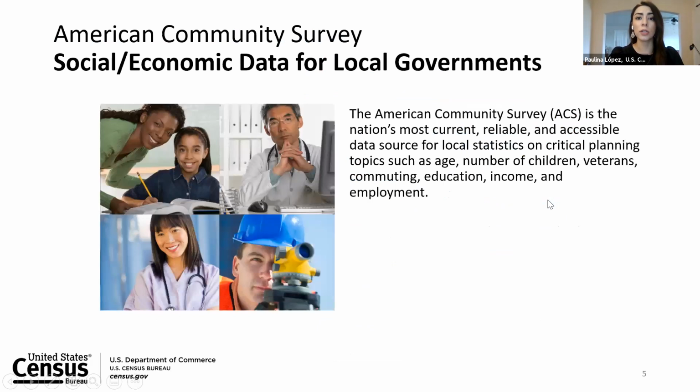So American Community Survey data, the ACS, is the nation's most current, reliable, and accessible data source for local statistics on very critical planning topics like commuting patterns, educational attainment levels, income, types of industries that exist in a particular geography, employment, etc. So you'll see how we separate American Community Survey data, especially on our new website, and how we organize it and how much information is out there for you.